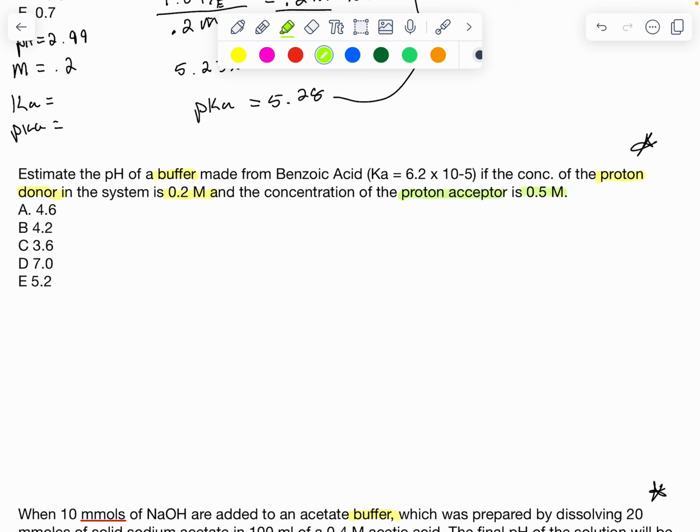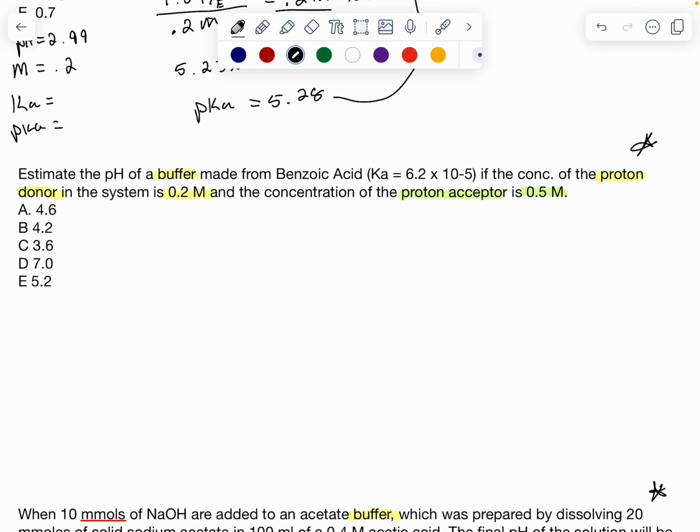So going back to the theoretical part that we talked about, our proton donor in the system is going to be our acid because it has a hydrogen and it wants to give it away. It wants to donate a proton. And then our proton acceptor is going to be a base because it wants to accept those protons.